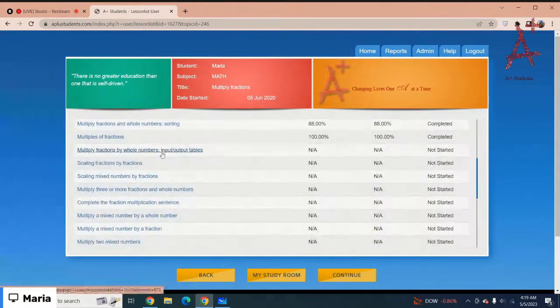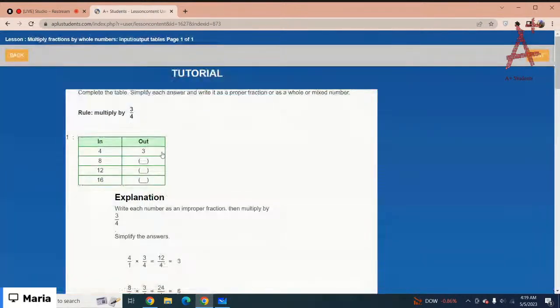Okay, here is the lesson. Multiply fractions by whole number, input output table. Complete the tables, simplify each answer and write it as a proper fraction or a mixed or whole number. So the rule is you have to multiply by 3 over 4. Got it? So input is 4, output is 3.